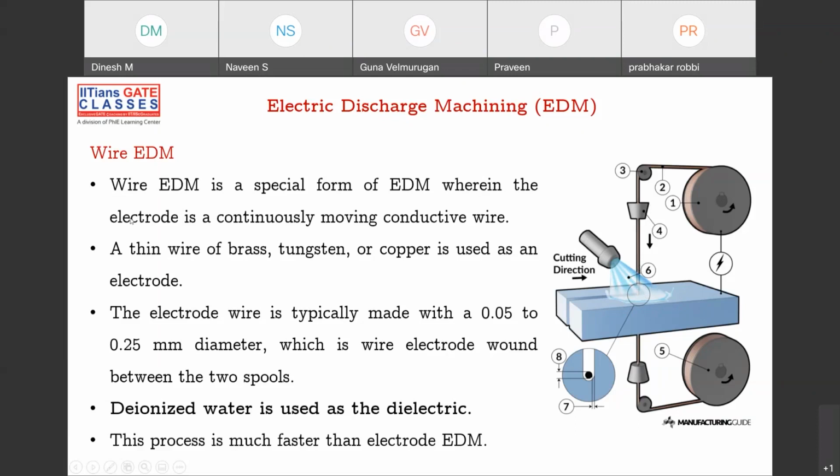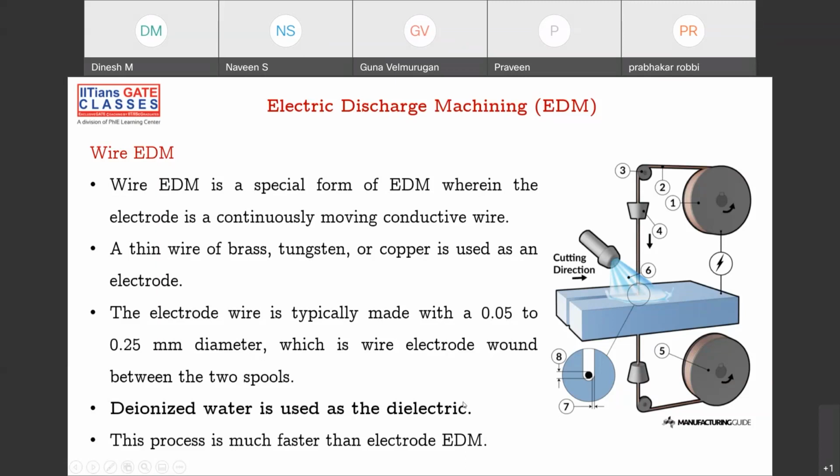Wire EDM is a special form of EDM wherein the electrode is a continuously moving conductive wire. A thin wire of brass, tungsten, or copper is used as the electrode. The electrode wire is very thin, so the cut is very fine, 0.05 to 0.25 mm in diameter.